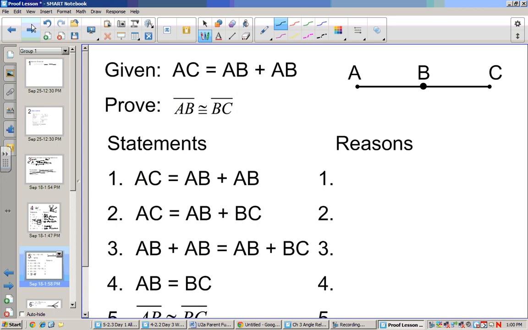This is a segment one. We're given that AC equals AB plus BC, and we want to get to AB is congruent to BC, basically saying that that's a midpoint. So we're given this first piece of information, so we just write "given." Now AC is AB plus BC. So why is this big one equal to the small one plus the other one? That's the segment addition postulate.